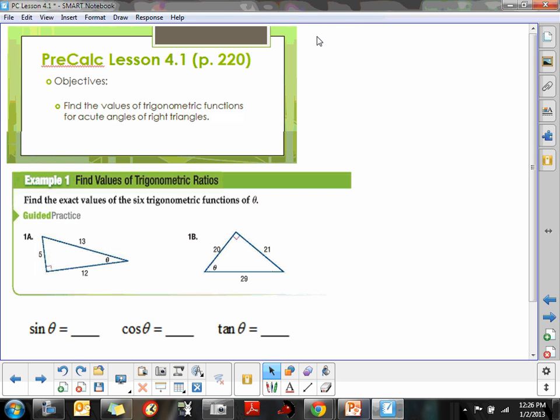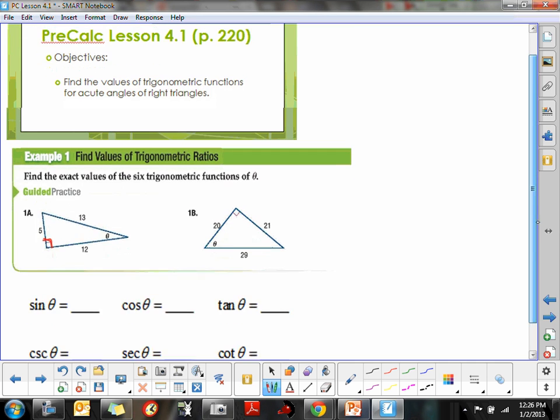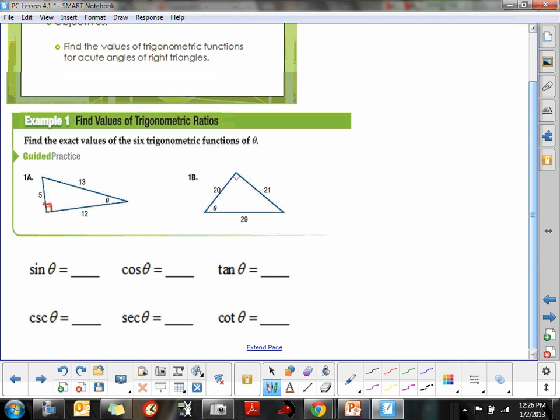So it says find the exact values of the 6 trigonometric functions of theta. Now, something that you always want to keep in mind, we've got a right triangle here, so with right triangle trigonometry, we can use all of our SOHCAHTOA information and Pythagorean theorem ideas. This is pretty straightforward and simple. All he wants us to do is identify the sine, cosine, tangent, cosecant, secant, and cotangent definitions.